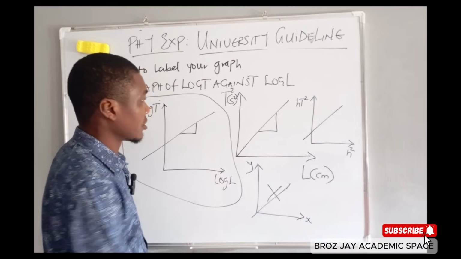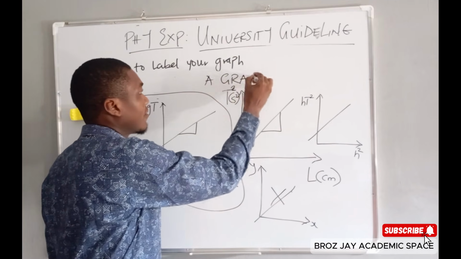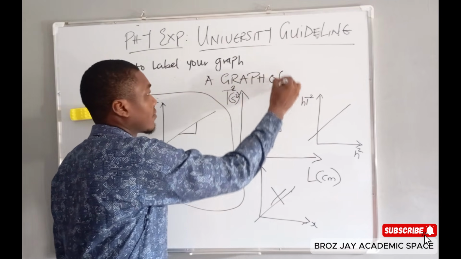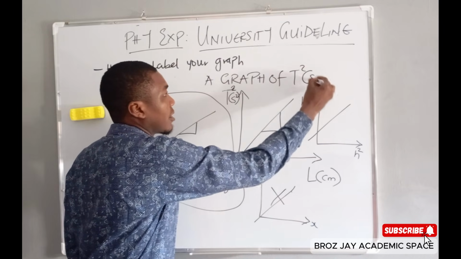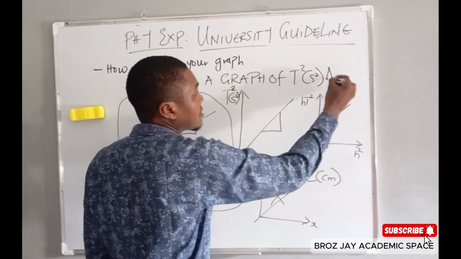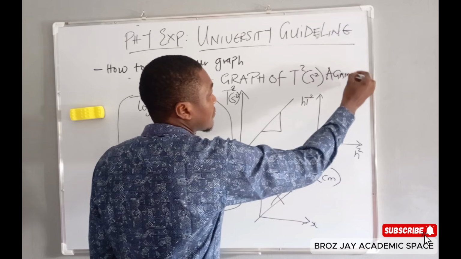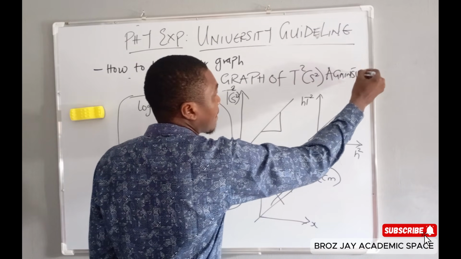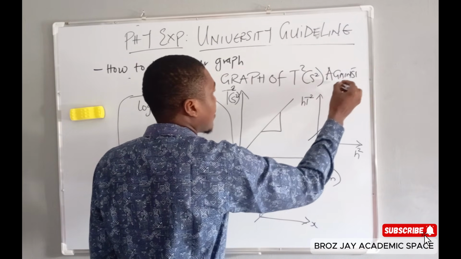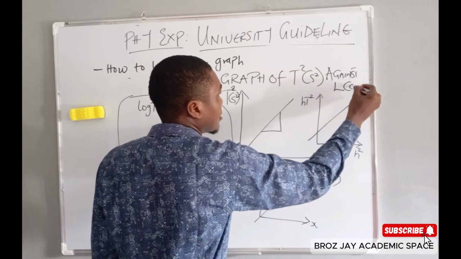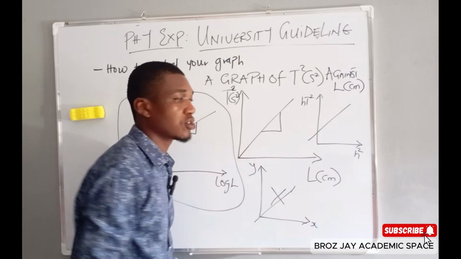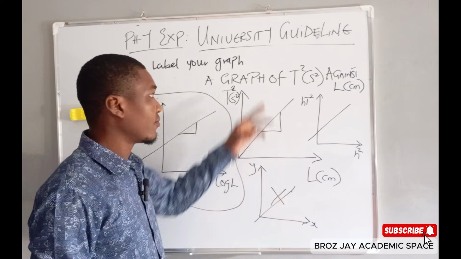Now I want to title this graph. The graph of T squared in seconds squared against L in centimeter. Please note, in straight line and above your graph.